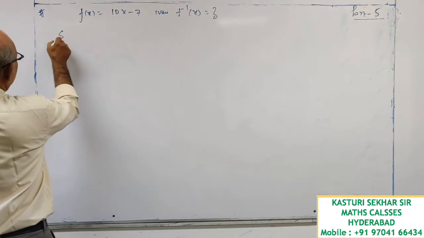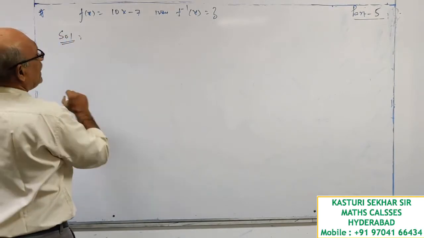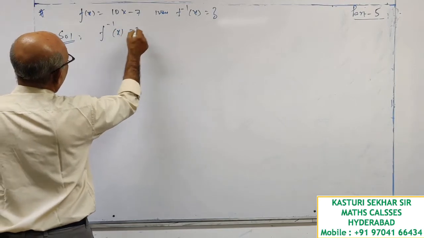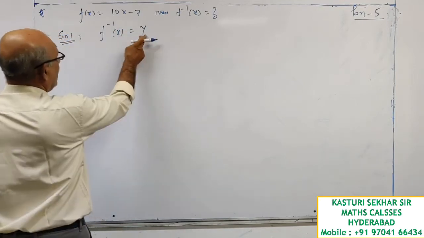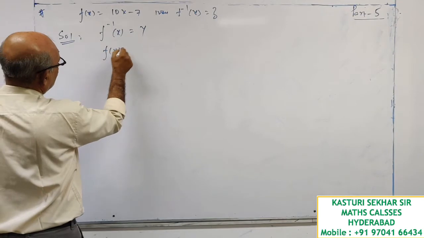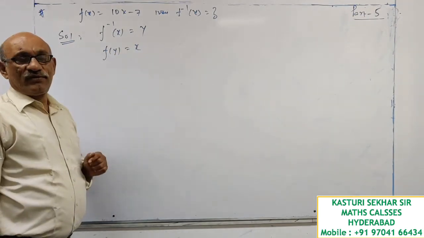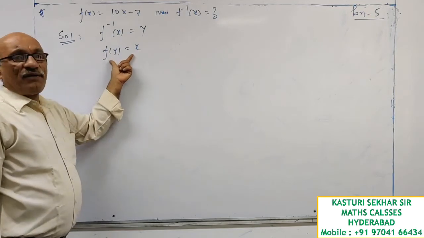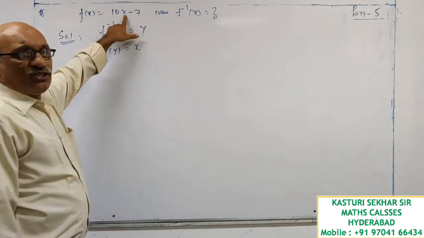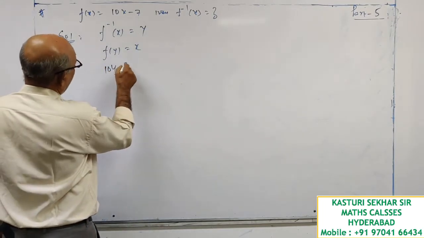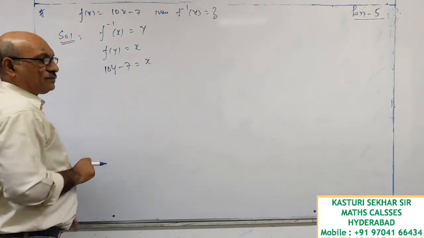The process is the same, as long as you have to calculate the inverse. First, take f inverse x is equal to y. Interchange the variables. Then it is f of y is equal to x. After writing this step, what is required? In the given function, you replace x with y. 10y minus 7 is equal to x.